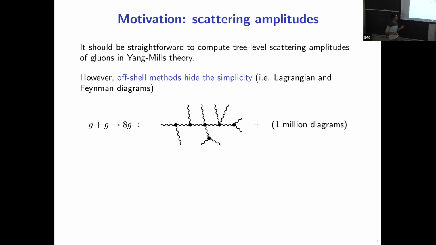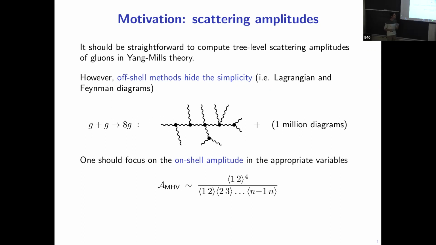So that motivated people to look for better formulations where you're actually avoiding off-shell quantities like Lagrangians, Feynman diagrams, etc. And instead you look directly at on-shell quantities such as the final scattering amplitudes. In particular, they found that some of these scattering amplitudes show remarkable simplicity. There's this famous MHV amplitude that can be written for arbitrary n-point gluon amplitudes in some very simple form, but it's important that you use the appropriate variables. In this context, the appropriate variables are the so-called spinor helicity variables.